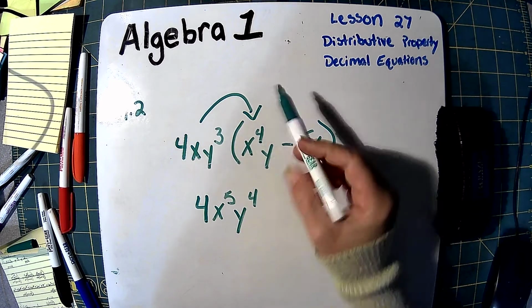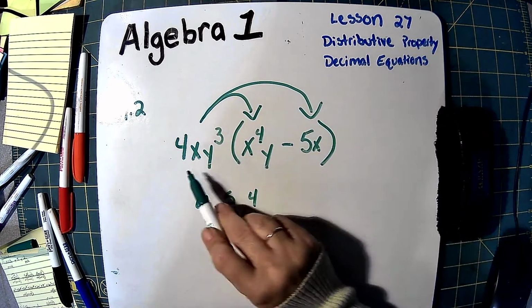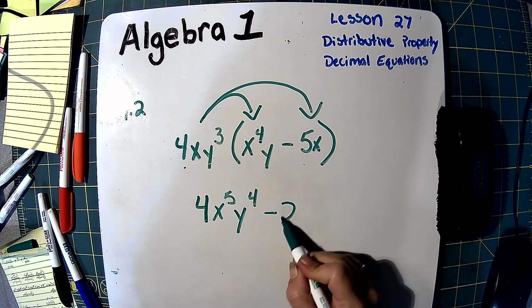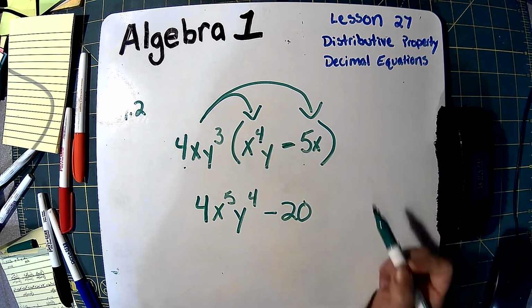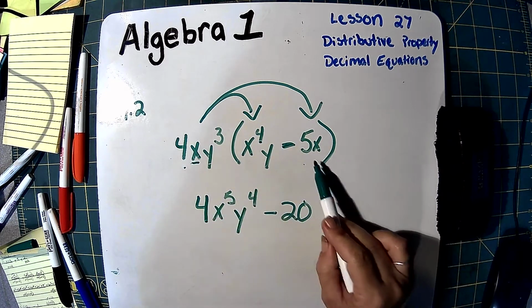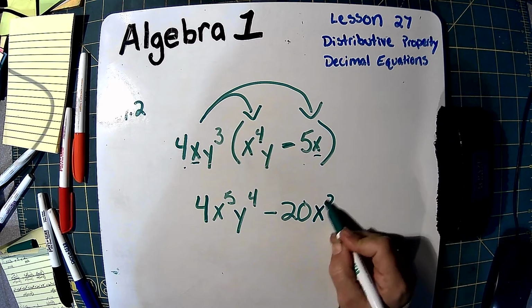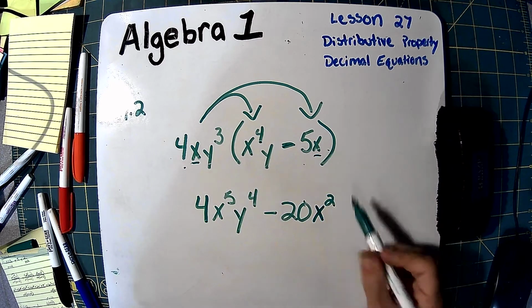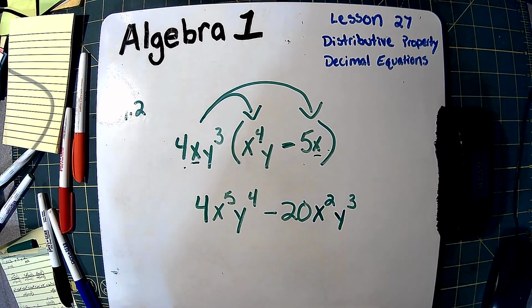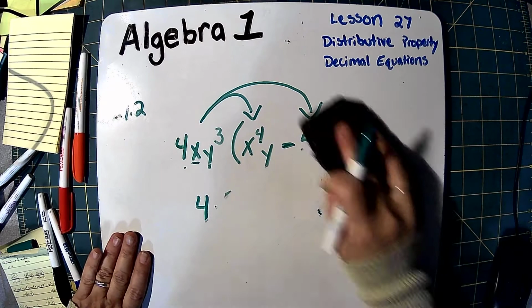Okay, then we're going to multiply here. 5 times 4 is 20, and that'd be negative 20 because of this negative right here. X's, we have 1 here and 1 here, so that'll make 2. And y's, we have 3. We don't have any over here, so y to the third. Okay, so you're just adding your exponents for each variable.